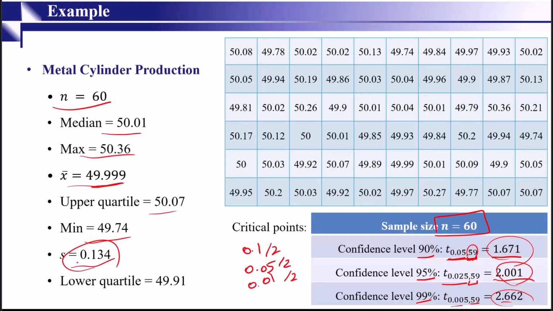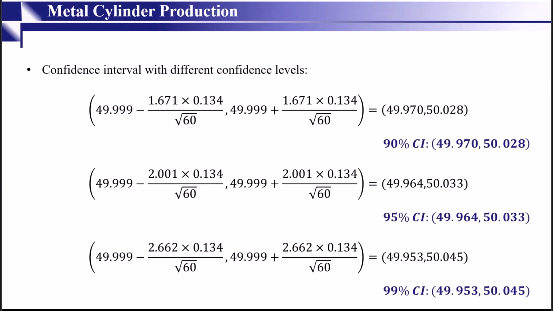If we can find the critical points, right? So we found that the critical point for confidence level of 90% with the degree of freedom 59 is this one, and the same for 95% and for 99%. Here we can find the confidence interval for different confidence levels like 90%, 95%, and 99%.